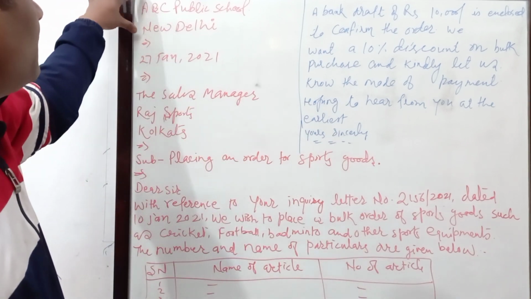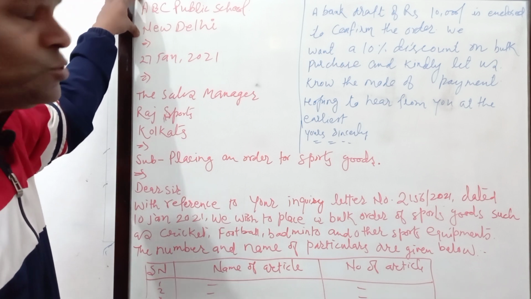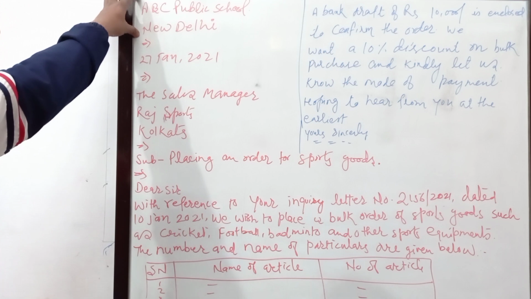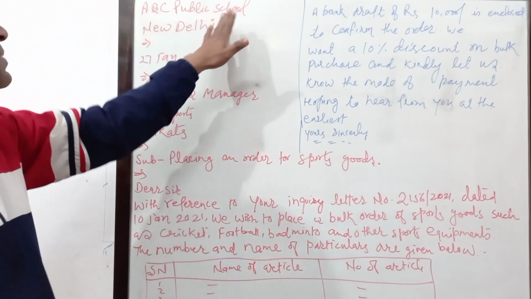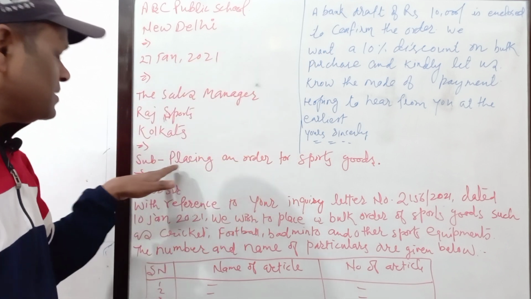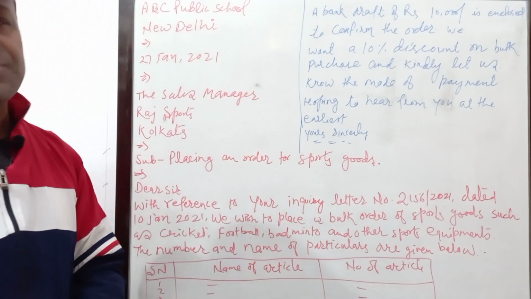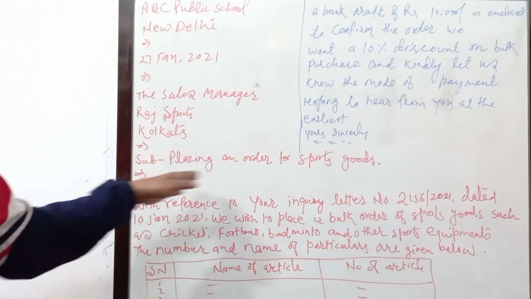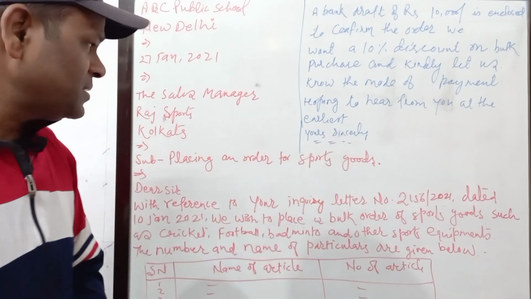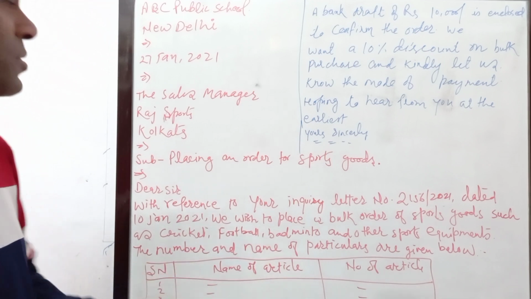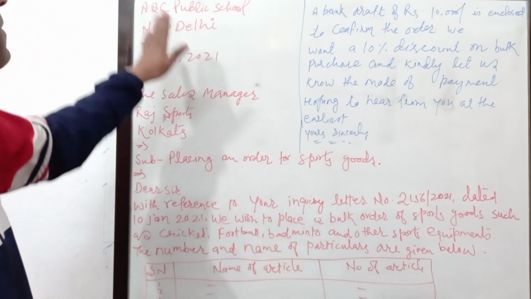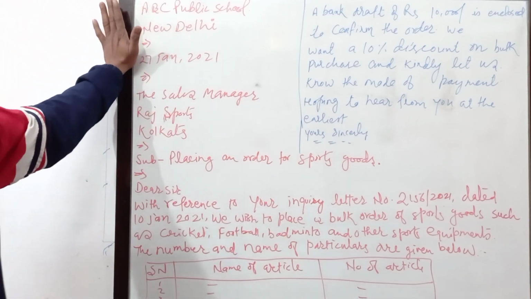Number one, the sender, whosoever the sender is, that is given or that will be given in your question. Here it is written ABC Public School, New Delhi. And this is actually the letter of placing an order for sports goods. You may get the question of placing an order for books. You may get the letter or question for placing an order for furniture or anything. So simply remember the format. So I'm discussing the format.